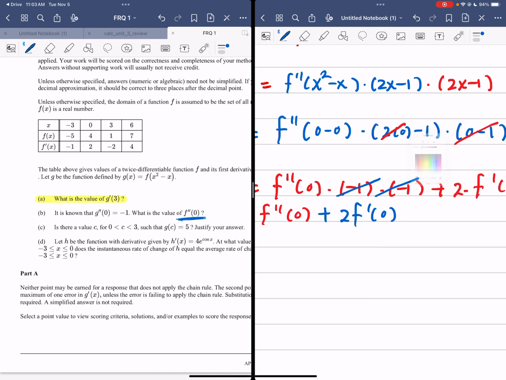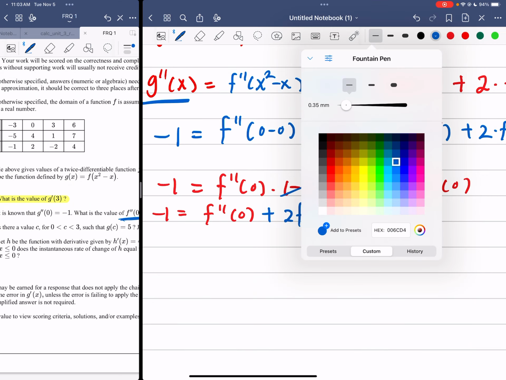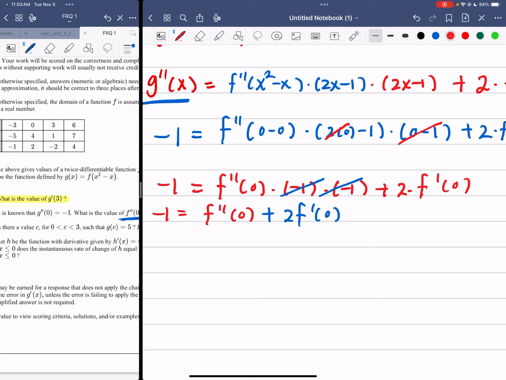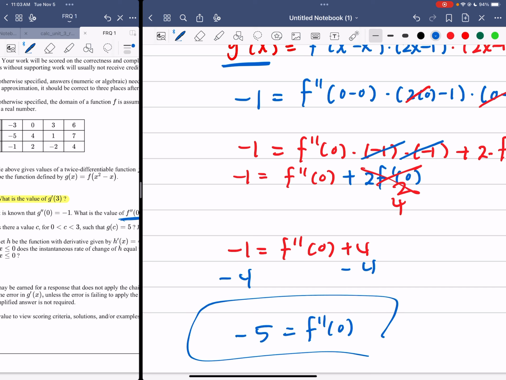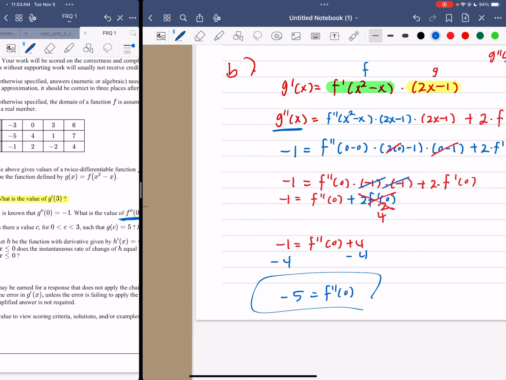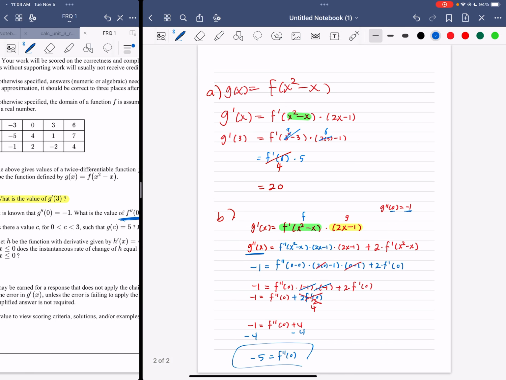So in here, that's a 2, and 2 times 2 is going to be equal to 4. So it's the same thing as negative 1 equals f double prime of 0 plus 4. So what I have to do is just subtract 4 from both sides. You'll get f double prime of 0 is equal to negative 5. It's that easy. Okay. Well, you can kind of use a calculator for this, but I'm not sure how much it helps you a lot.